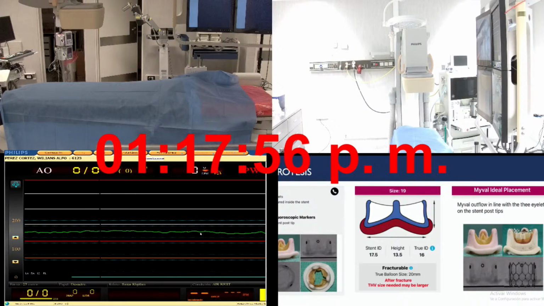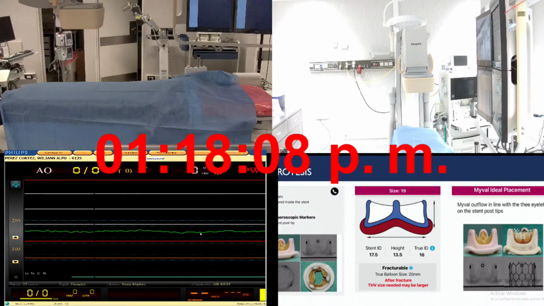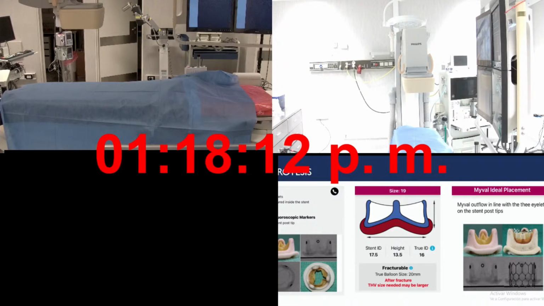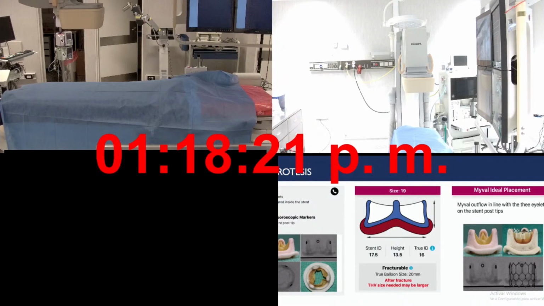And then the circumflex was also imaged, again with the intent to do multi-vessel image interrogation. The right coronary artery was a non-significant vessel. There was no intent to randomize in this vessel, but imaging was also performed as part of the natural history assessment. And here, very interestingly, we see evidence of previous plaque rupture and a healed cavity, as well as both cholesterol crystals and microvessels.